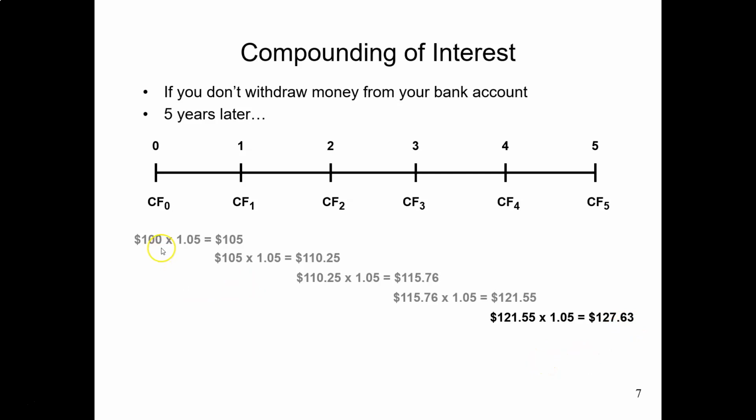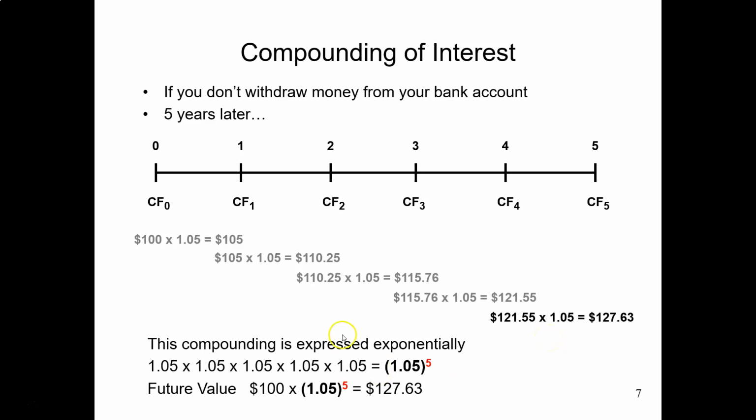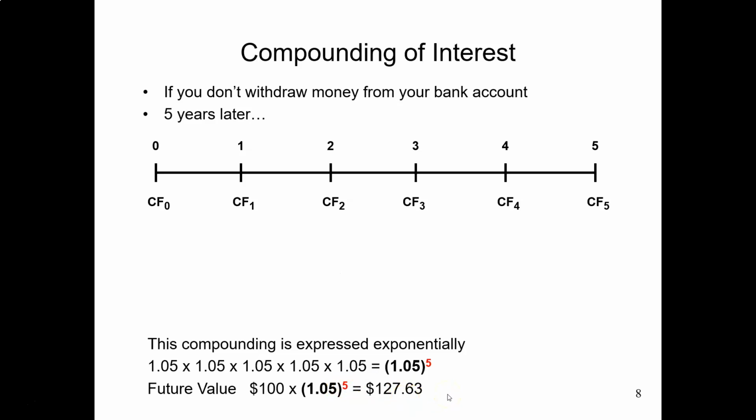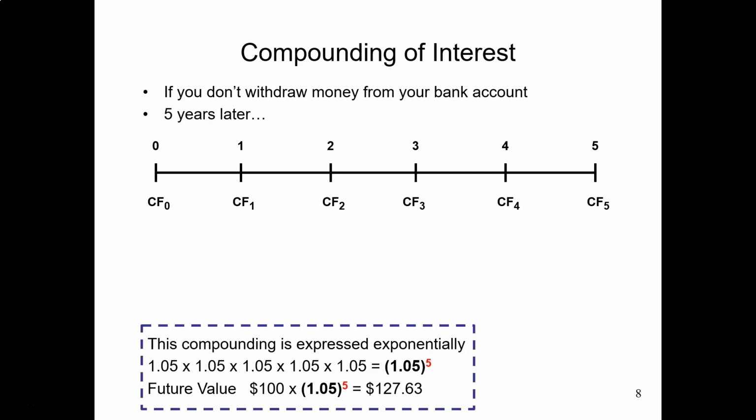$127.63. Of course, we don't want to write so many equations in our homework or exam, so we use the exponential expression. If you have 1.05 multiplied 5 times, it can be written as 1.05 to the power of 5. So for $100 today, after 5 years, it will grow to be $100 multiplied by 1.05 to the power of 5. That is $127.63.